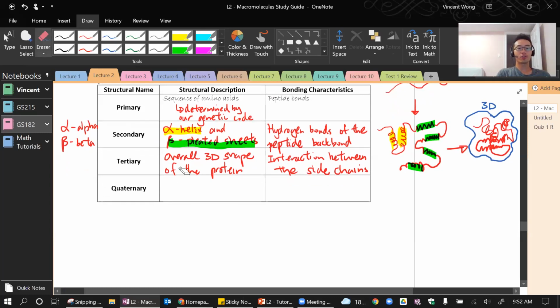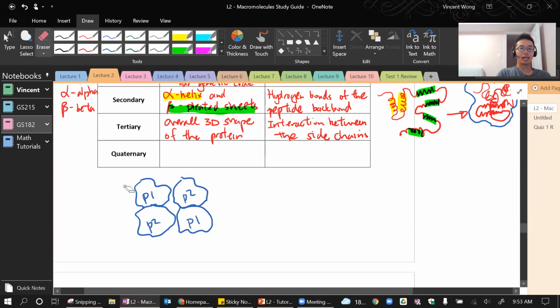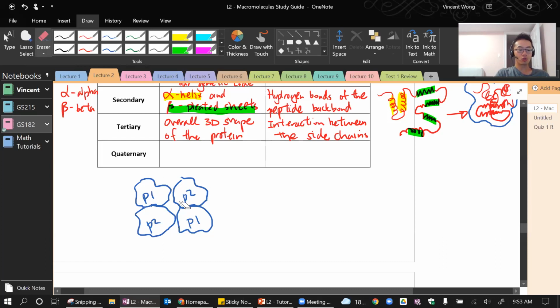Quaternary structure. What is quaternary structure? So if you have several proteins with 3D structures and they come together, right? So this might be like, we call, you know, peptide 1, and then you have another peptide, here peptide 2, and then it comes together, right? What peptides you bring together to build the overall thing, right? That is the quaternary structure.